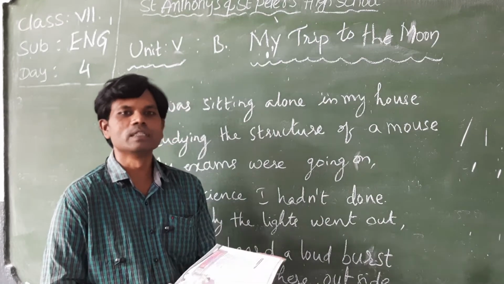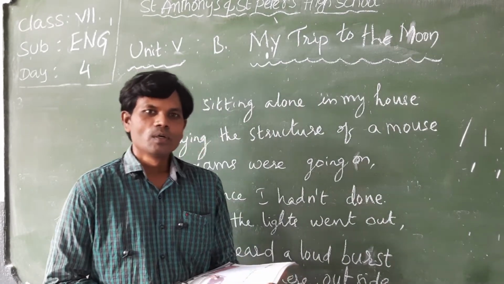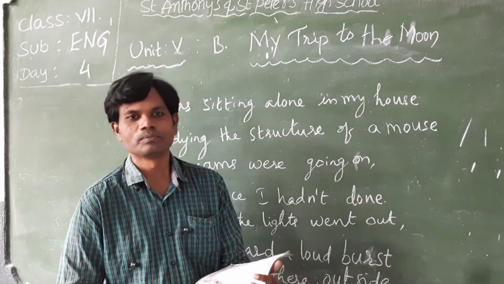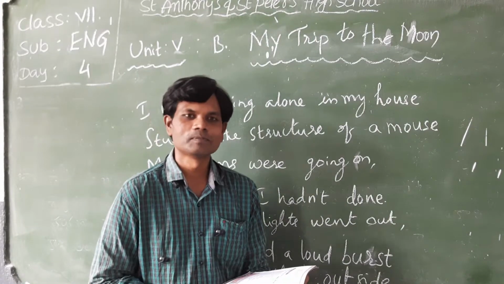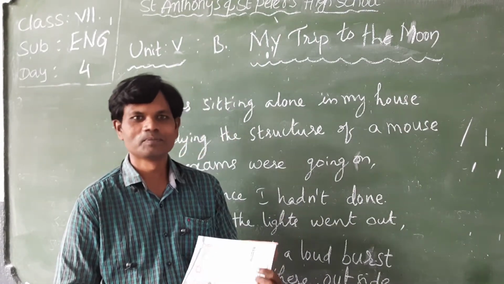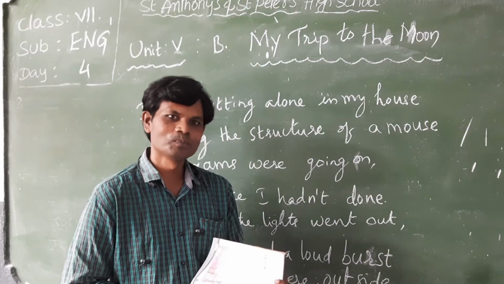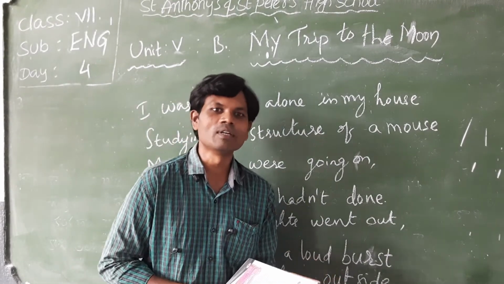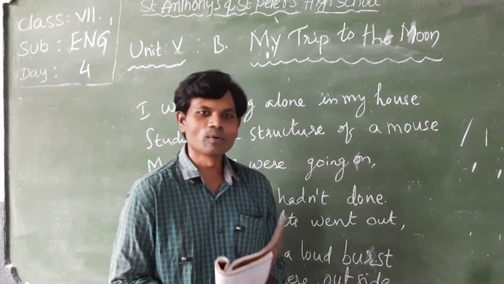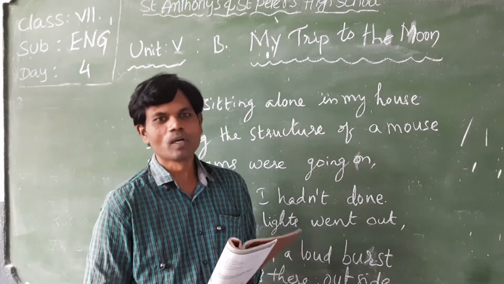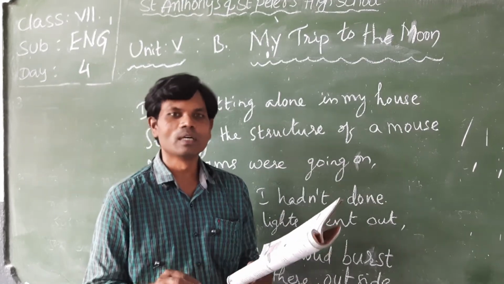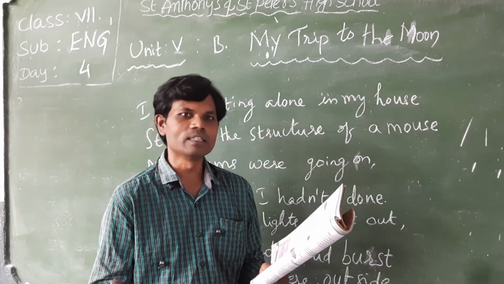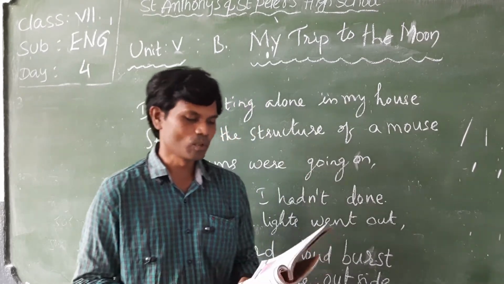Now my question is, how do you go to the moon? How do you travel to the moon? Can you go by bus? Can you go by train? Can you go by bike? Can you go by car? Now we are going to learn in this poem how this boy has gone to the moon and whether his going to the moon is real or not real. That is what we are going to learn in this poem.